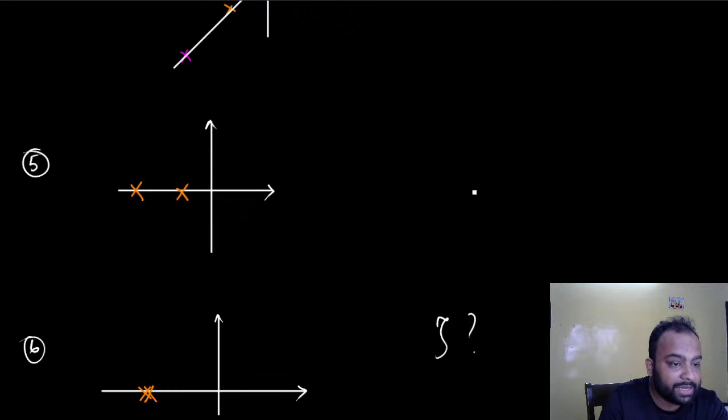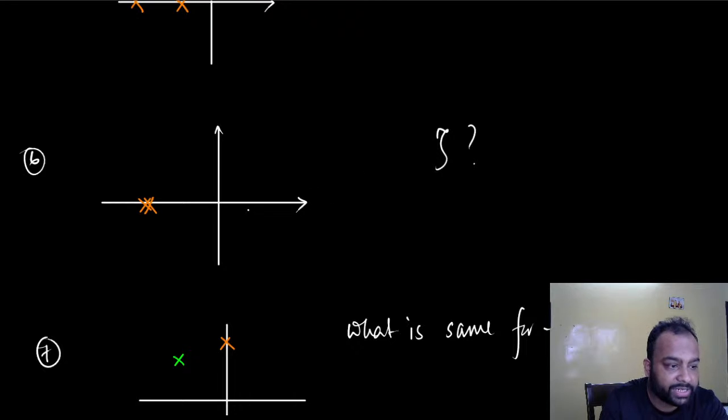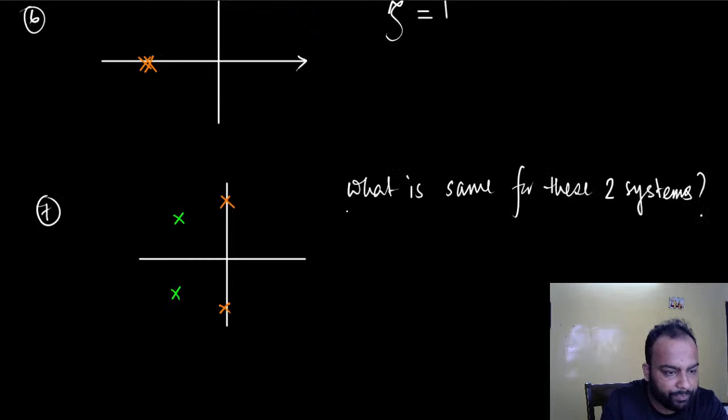For this particular system, the poles are real but unequal. So zeta is greater than 1. Question number 6. For this system, poles are real but equal. So this is a critically damped system. So zeta is equal to 1.